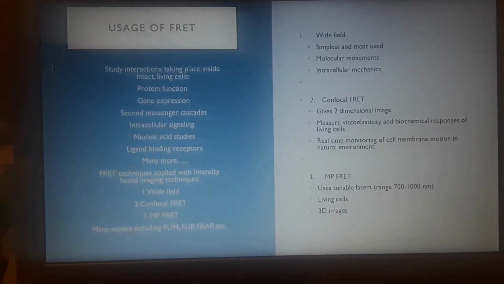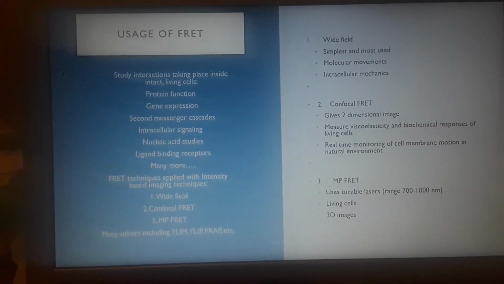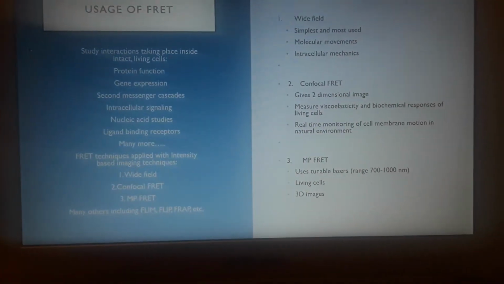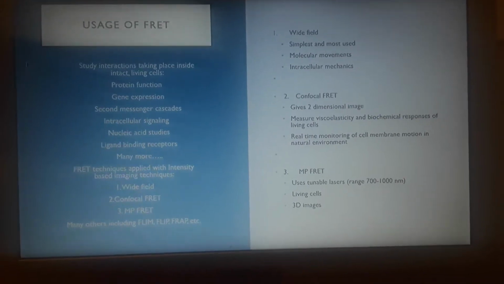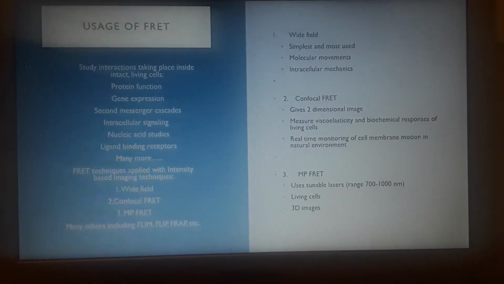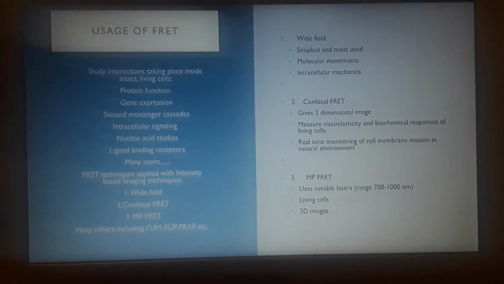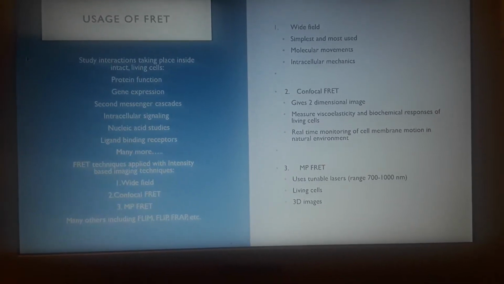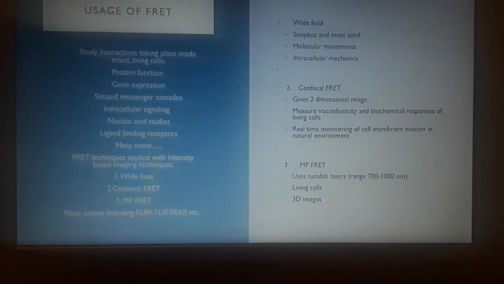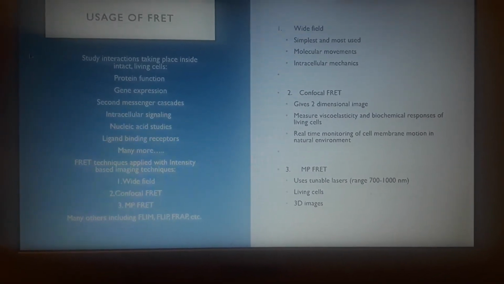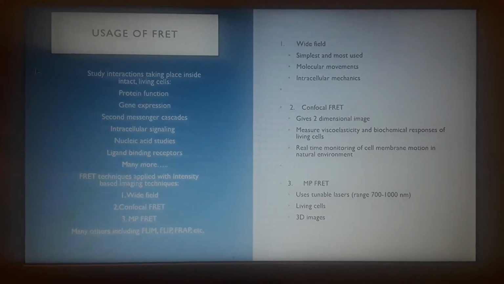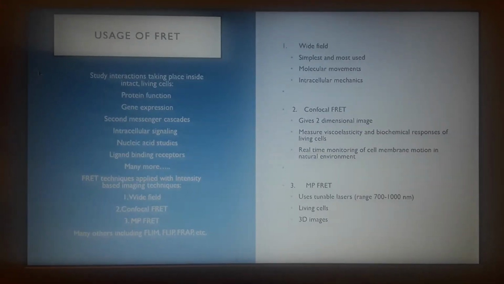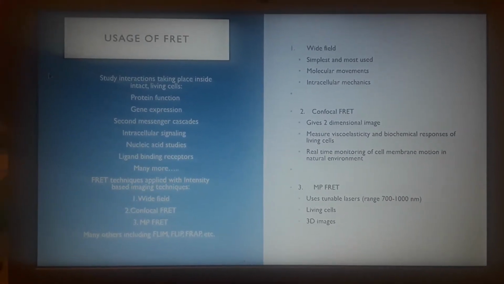Many techniques exist. Wide-field microscopy is the simplest and most used. It is used for quantitative comparisons of cellular compartments, intracellular mechanisms, and molecular movements. Confocal microscopy allows images of increased contrast and detail to be obtained by analyzing fluorescence from only a single point in the specimen. It is used to measure viscoelasticity and biochemical responses of living cells and for real-time monitoring of cell membranes in natural environments.